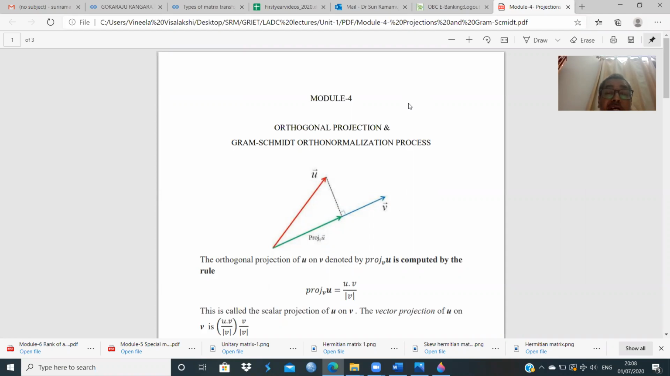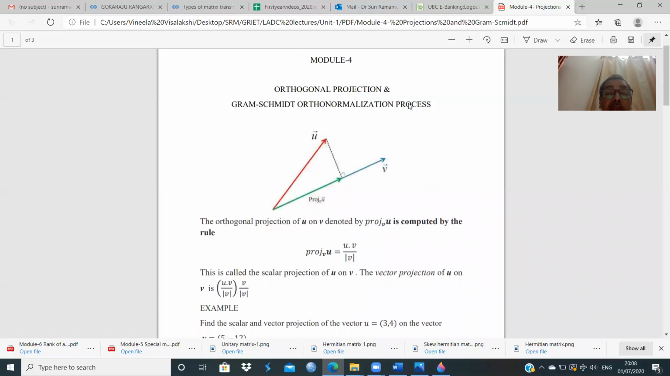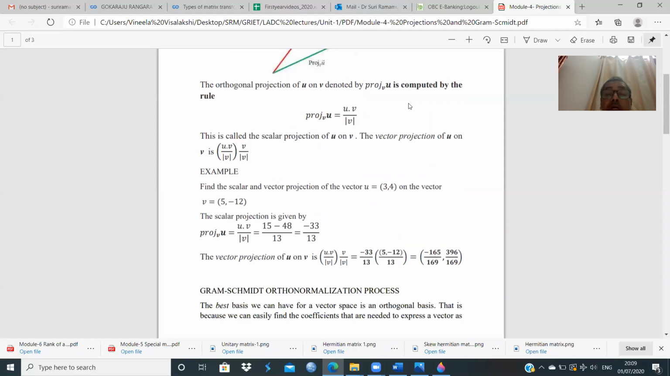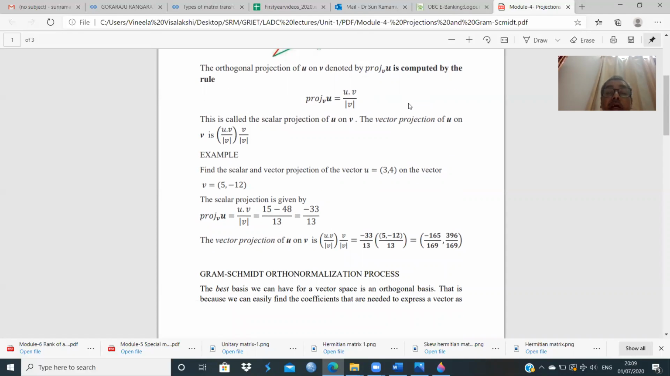So we complete the right triangle and first determine the scalar projection of u on v. This is determined by the rule u dot v divided by the magnitude of v. If this is multiplied with a unit vector along v, we get the vector projection of u on v. So let us try to do a problem which can be used to understand the scalar and vector projections.